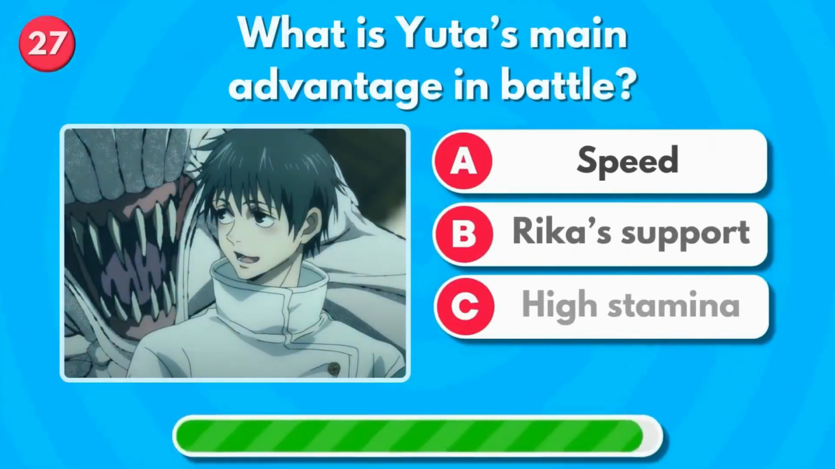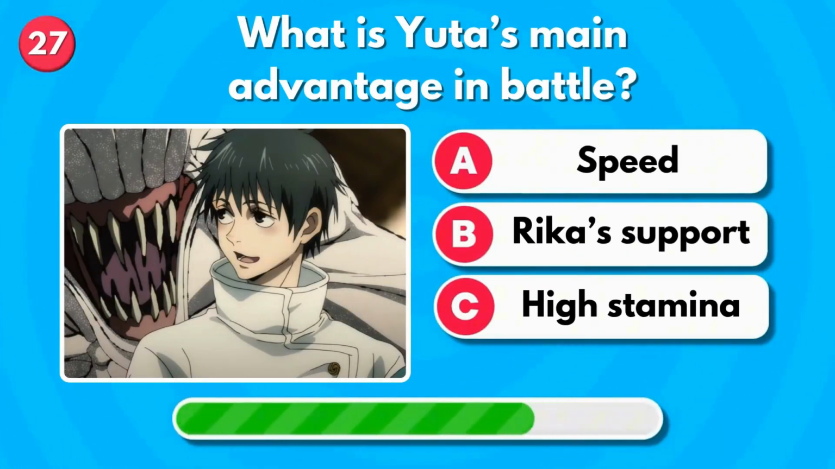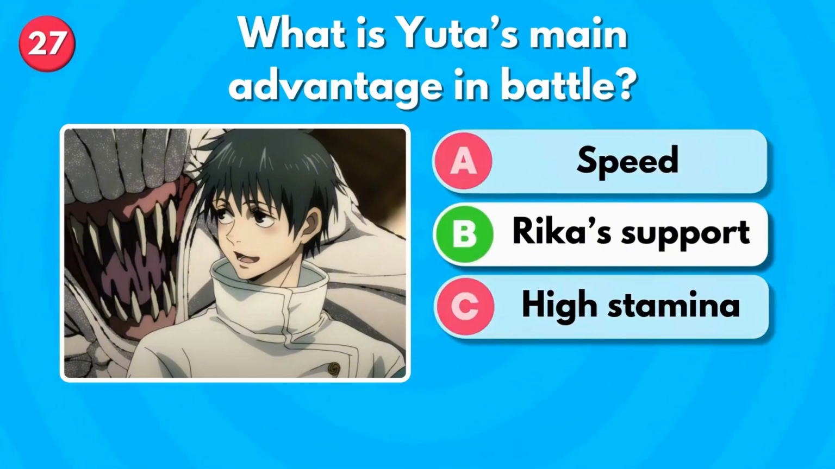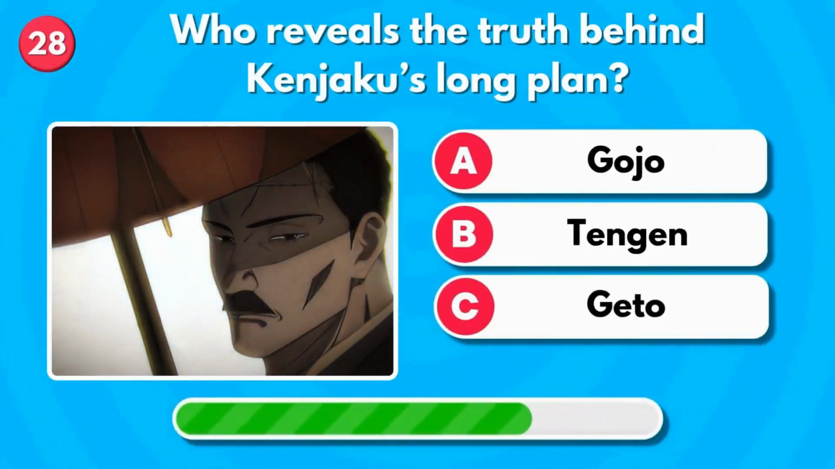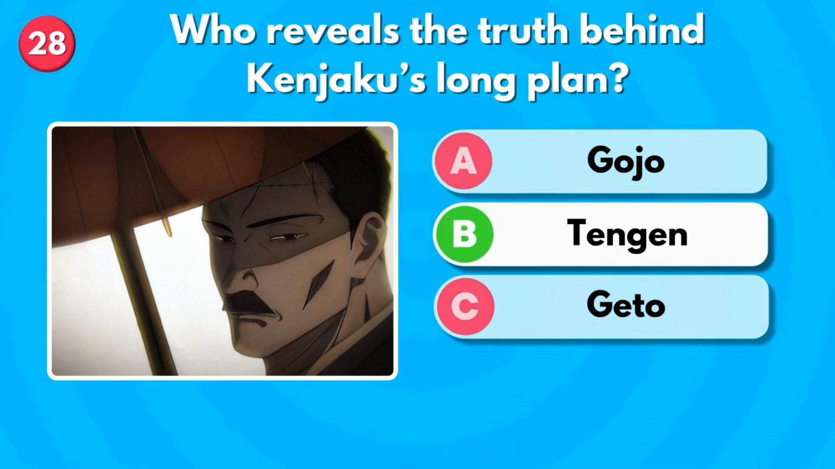What is Yuta's main advantage in battle? Rika's support. Who reveals the truth behind Kenjaku's long plan? Tengen.